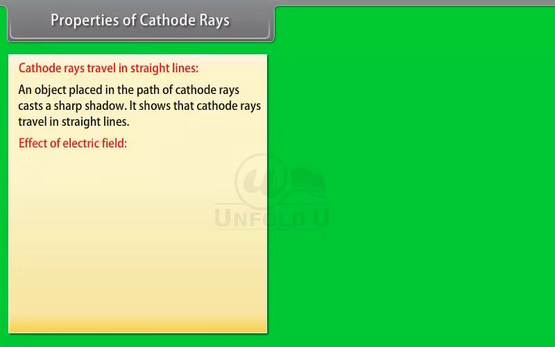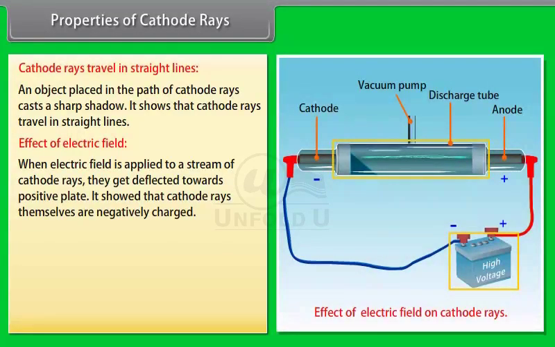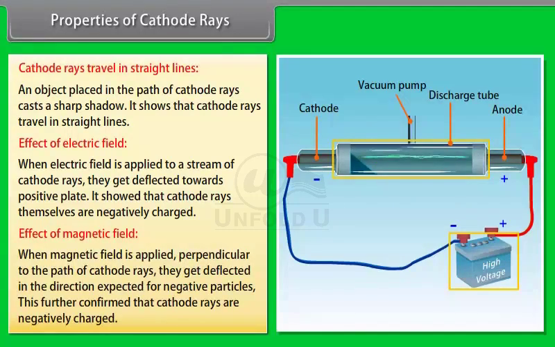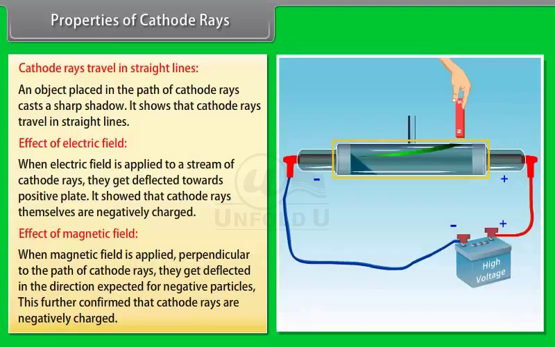Effect of electric field. When an electric field is applied to a stream of cathode rays, they get deflected towards the positive plate. It showed that cathode rays themselves are negatively charged. Effect of magnetic field. When a magnetic field is applied perpendicular to the path of the cathode rays, they get deflected in the direction expected for negative particles. This further confirmed that cathode rays are negatively charged.